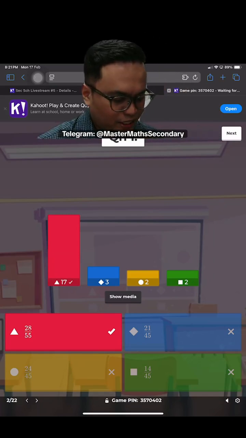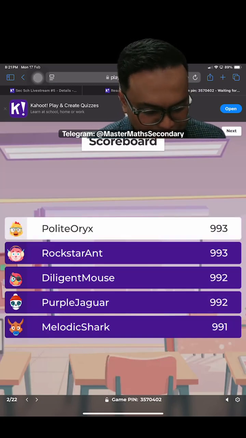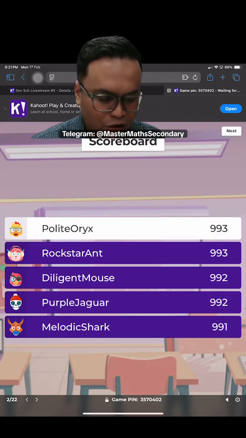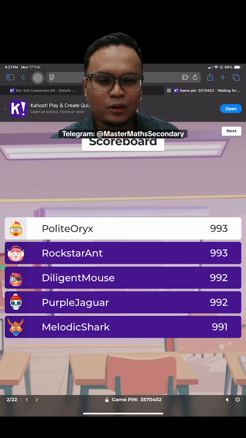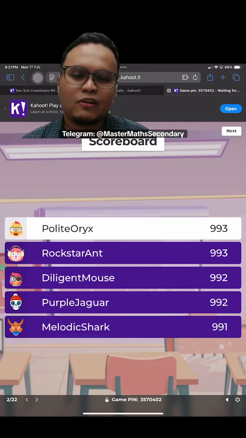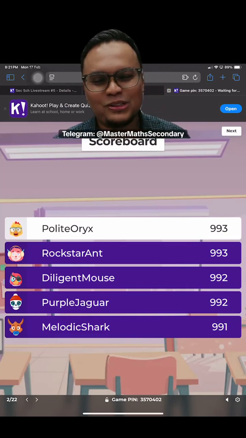Let's take a look at how we do this. Let's look at the leaderboard first. At the moment, there's a tie at the top between Polite Oryx and Rockstar. And Diligent Mouse is super close, and this is just the first game.